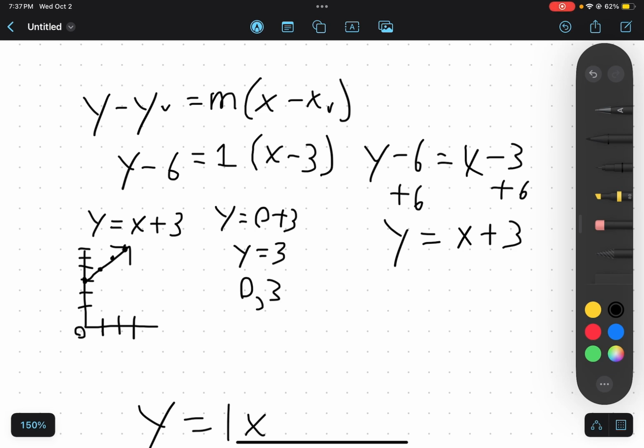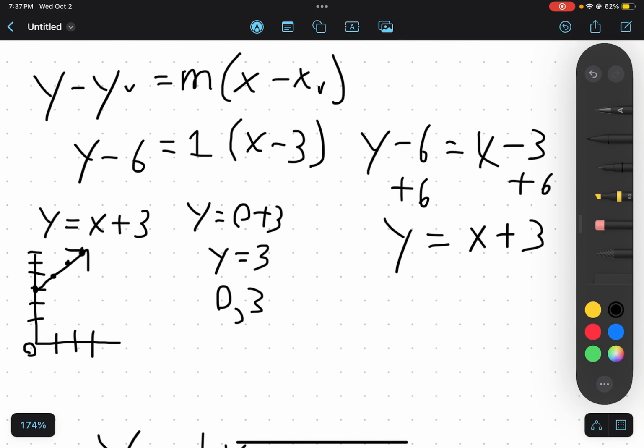Now these basics are important for the SATs as well as Algebra 1, as this makes up a few questions from the SATs.